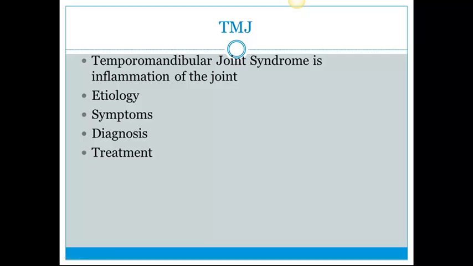TMJ, or temporomandibular joint syndrome, is an inflammation of the joint. Etiology, a joint tissue lesion. Overbite, improper dental work, or poor-fitting dentures can often lead to this. Symptoms are severe headaches, pain in the jaw, or clicking in the jaw. Diagnosis, X-ray, CT scan, or MRI, and oftentimes we have to treat it by doing surgery.